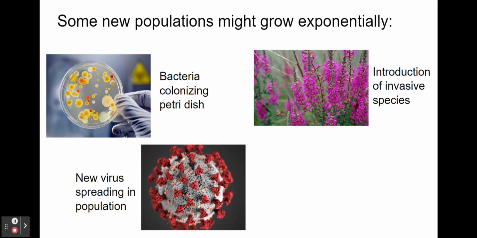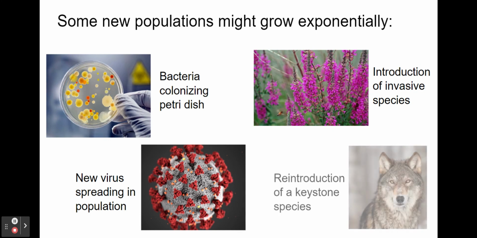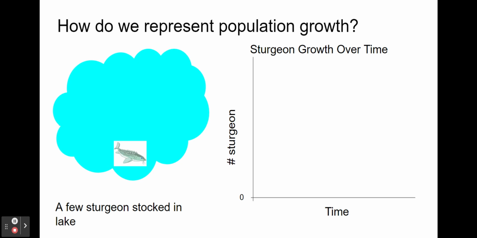A new virus spreading in a population is a new population with tons of hosts available, unlimited resources. It can reproduce wildly, exponentially, until it reaches a stable maximum. And a reintroduction of a keystone species like wolves into Yellowstone Park. That wolf population starts off really low as it's reintroduced, and then as they reproduce and reproduce and reproduce, to take advantage of all of the resources and space that are available, they'll grow exponentially until they reach that stable maximum, at which point they transition to logistic growth and fluctuate around the carrying capacity. So how do we represent population growth?